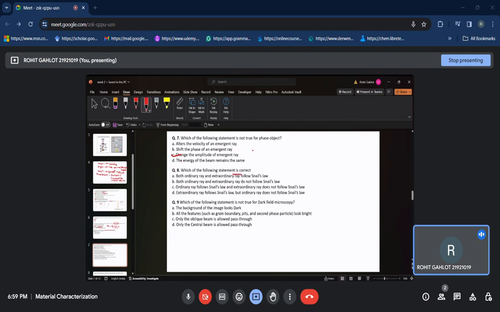Which of the following statements is correct? Both ordinary and extraordinary rays follow Snell's law. Wrong. Both do not follow. Wrong. The ordinary ray follows Snell's law, while the extraordinary ray does not follow Snell's law. Yes, this is the correct one.